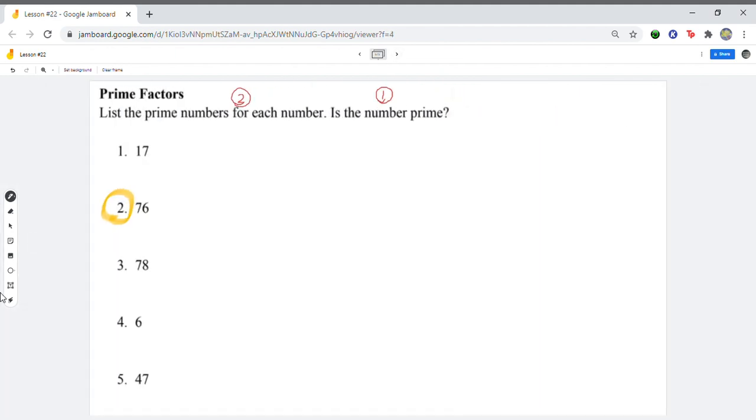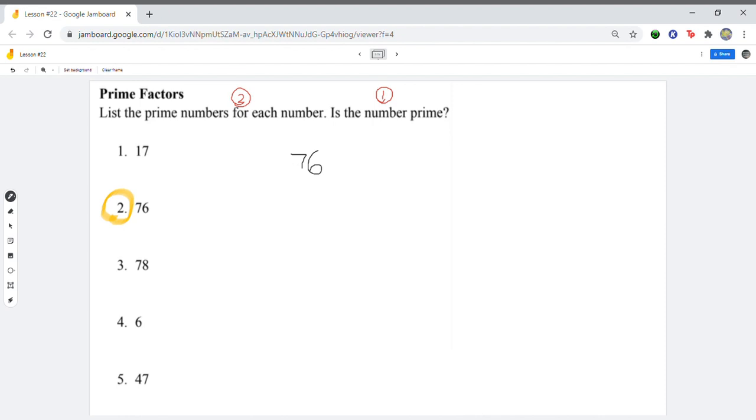Now your last section we're going to go over is prime factors. We're going to list the prime numbers for each number, and we're going to determine if the number is prime. So in the last lesson, we went over prime factor trees, and that's what we're going to incorporate into this section. So we're going to do 76, and we're going to build a prime factor tree for this.